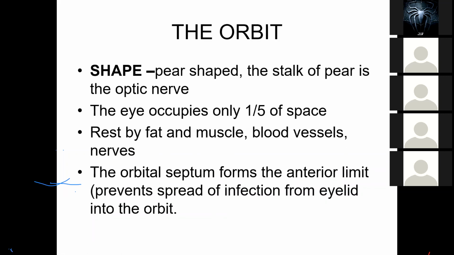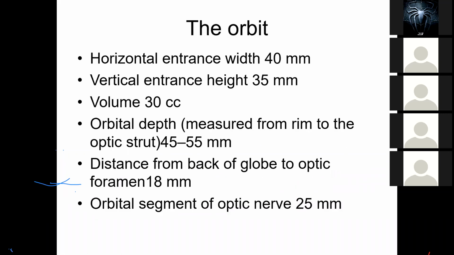Okay. All right, so still describing the space in which we find the eye, which we call the orbit. The horizontal entrance has a width of about 40 millimeters. The vertical entrance is about 35 millimeters. The total volume of the orbit is about 30 mils. All of these are multiple choice type of things, so just pay attention to some of these values.